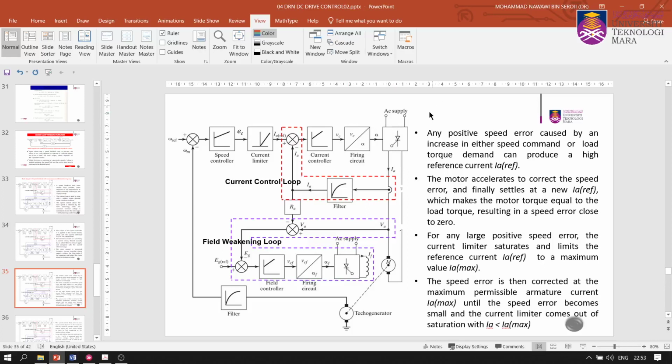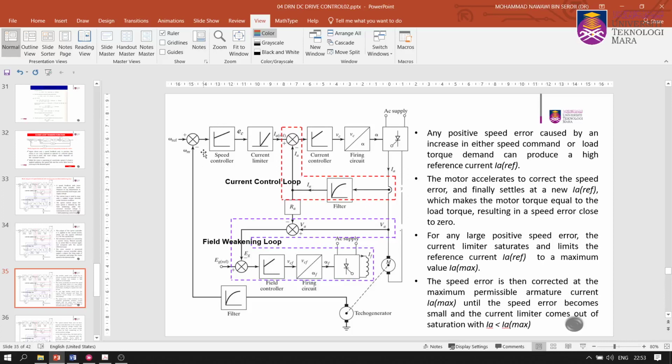So the motor is ready to correct the speed error and finally settles at a new IA ref. The reference current can also be changed, which makes the motor torque equal to the load torque, resulting in a speed error close to 0. So let's talk about the speed error. We have a speed error here, equal to 0.